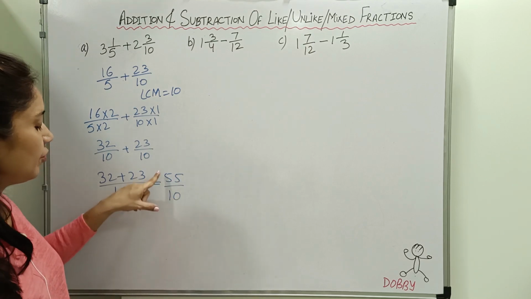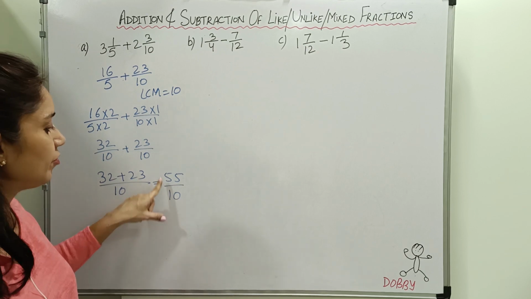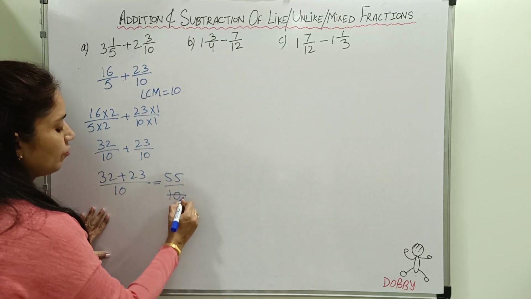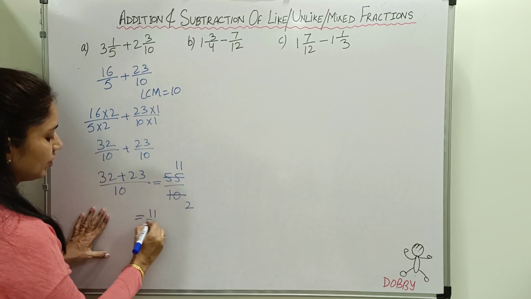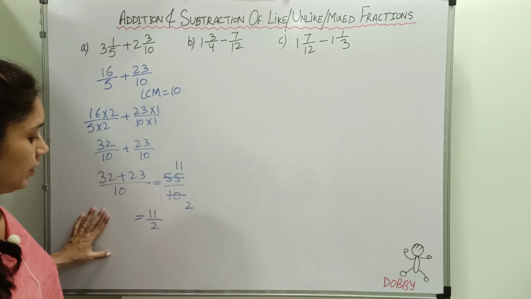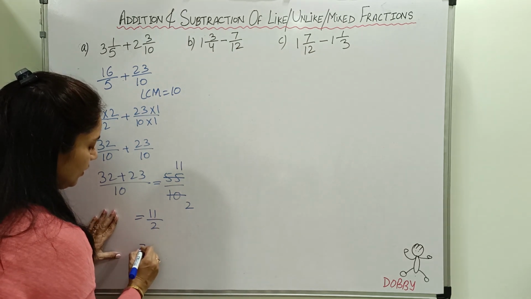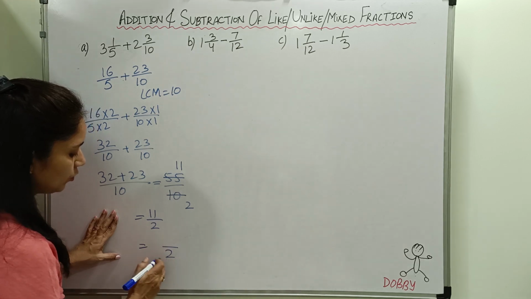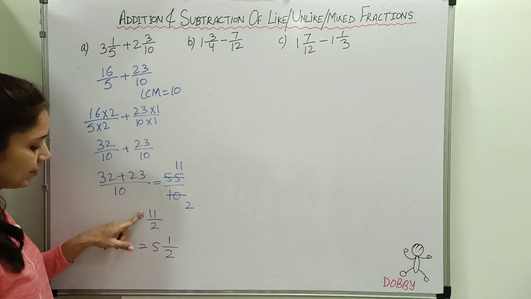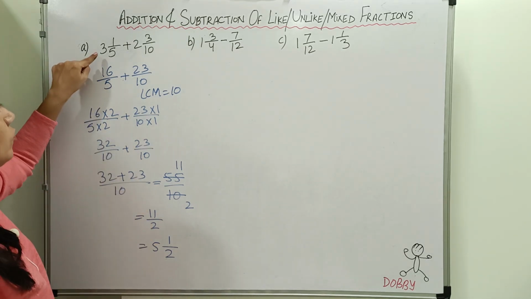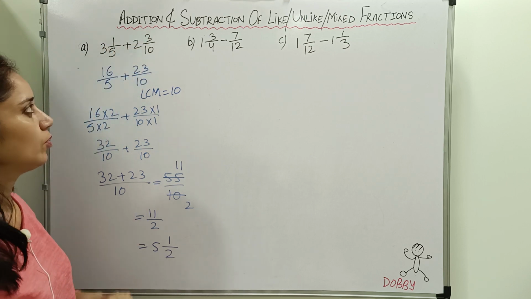Now see, 55 upon 10, both are divisible by table of 5. So cutting method, we have to reduce it further. 5 2s are 10, 5 1s are 5, 5 1s are 5. So the fraction becomes 11 upon 2, reduced form. Now 11 upon 2 is improper, turn it into mixed. Table of 2, denominator remain the same. 2 5s are 10 plus 1 gives us 11 upon 2. So this is the final answer for 3 whole 1 upon 5 plus 2 whole 3 upon 10.